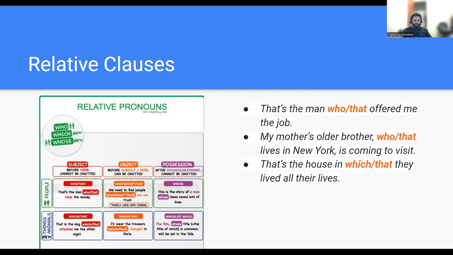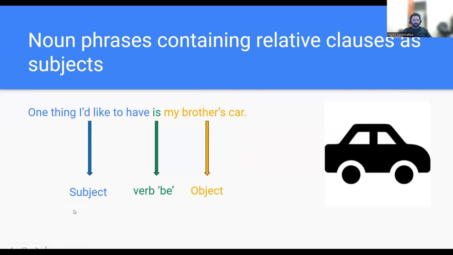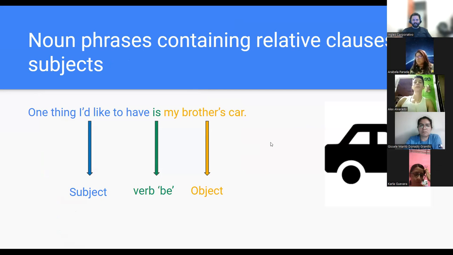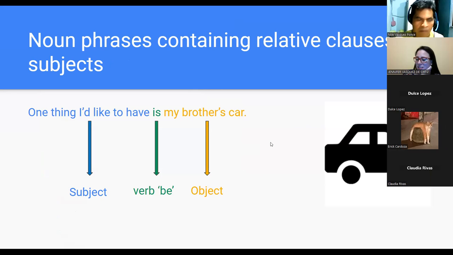So let's talk about today's agenda. We are going to see how noun phrases that contain relative clauses can be used as subjects, okay? The topic sounds more complicated than what it actually is. It is very easy to understand.